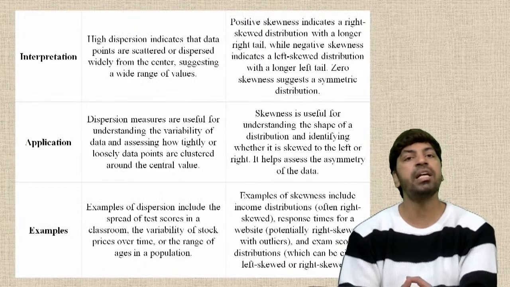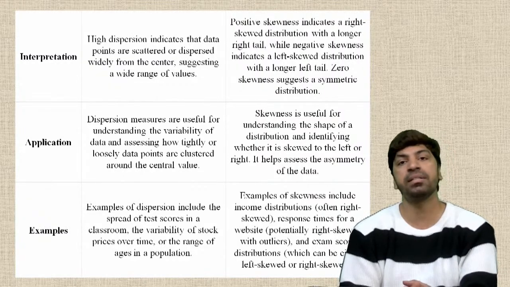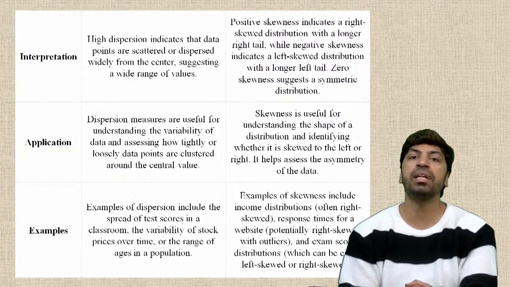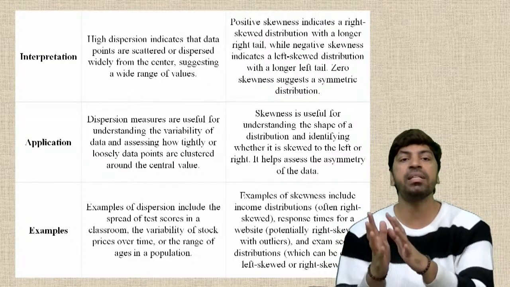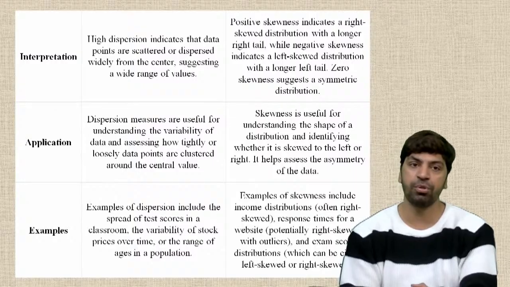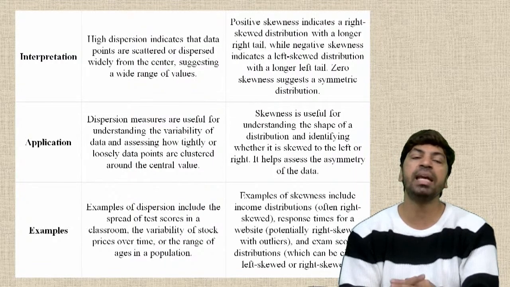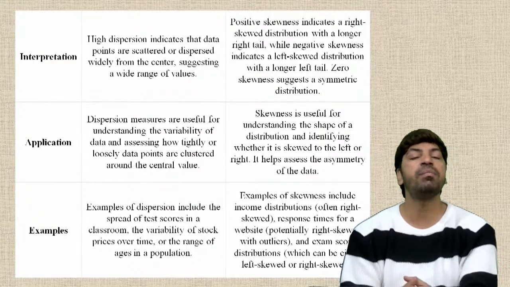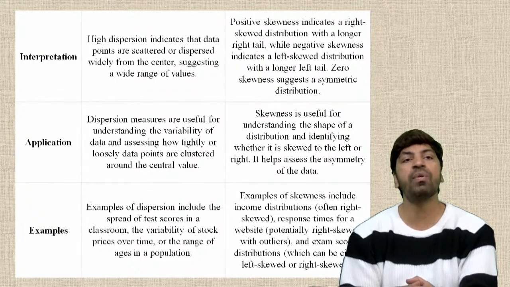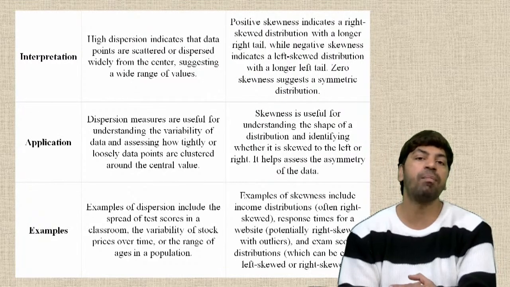The next is the interpretation. A high dispersion indicates that the data points are scattered and dispersed, but positive skewness is a right skewed distribution, and negative skewness is a left skewed distribution. Application. Dispersion measures always aim to understand the variability of the data and how loosely spread the data points are.